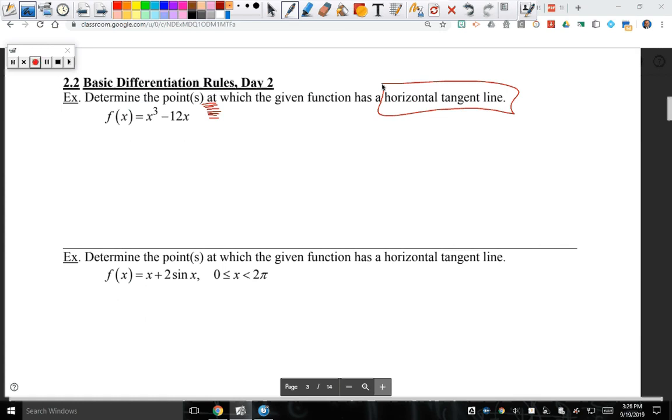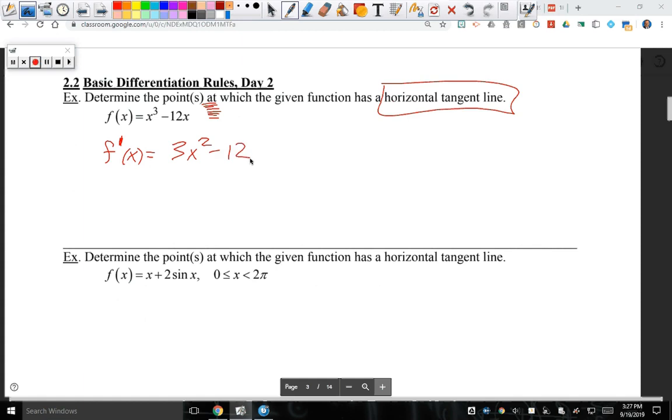Suggestions. What do I do? Yeah, go ahead. You get the derivative of f of x. Okay, so here we go. Let's find the derivative, and I'm going to follow him. What is it? So it's 3x squared minus 12. Okay, and why did you get the derivative?